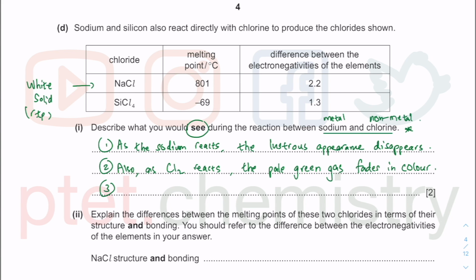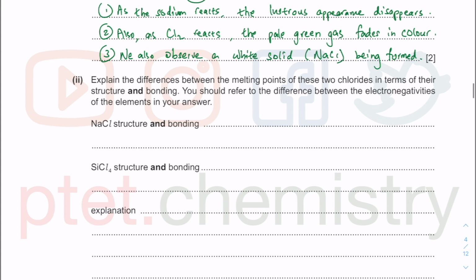But last but not least, we also observe a white solid being formed. So this white solid is sodium chloride, but you do not see sodium chloride. You observe a white solid being formed, as it is a giant ionic lattice structure kind of solid. It has a high melting point, and therefore it exists as a solid at room temperature and pressure.